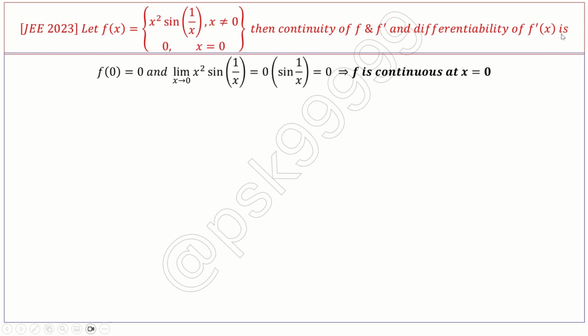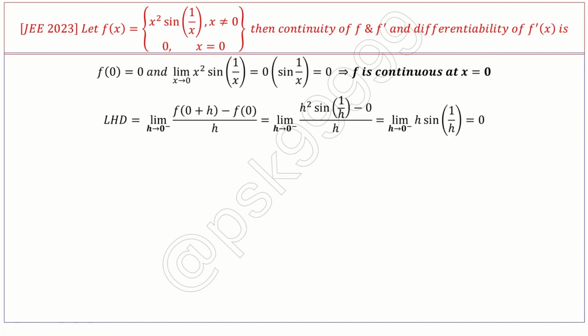Now f of 0 equals 0, that's what is given. So if I find the limit as x tends to 0, whether it is 0 plus or 0 minus, I have the same definition, x square sine 1 by x. X square sine 1 by x is nothing but 0 into sine 1 by x. This is a sine function, it oscillates between -1 and 1, and multiplied by 0, so I'll always get 0. So f is continuous at x equals 0. Fine, that is one thing we already found.